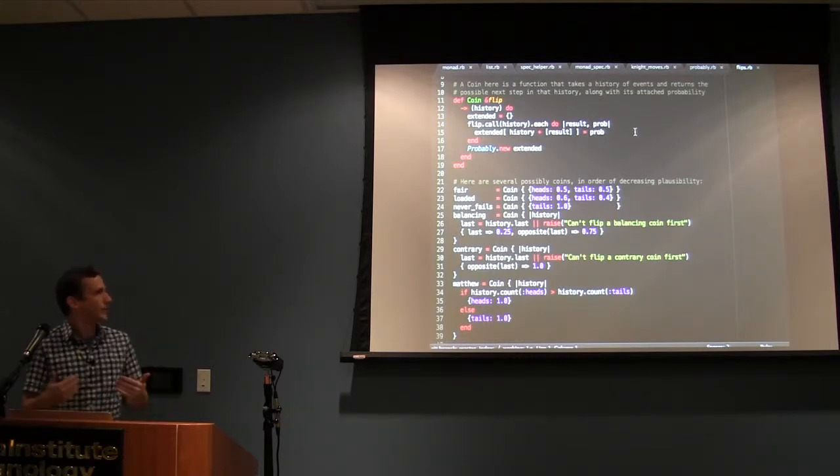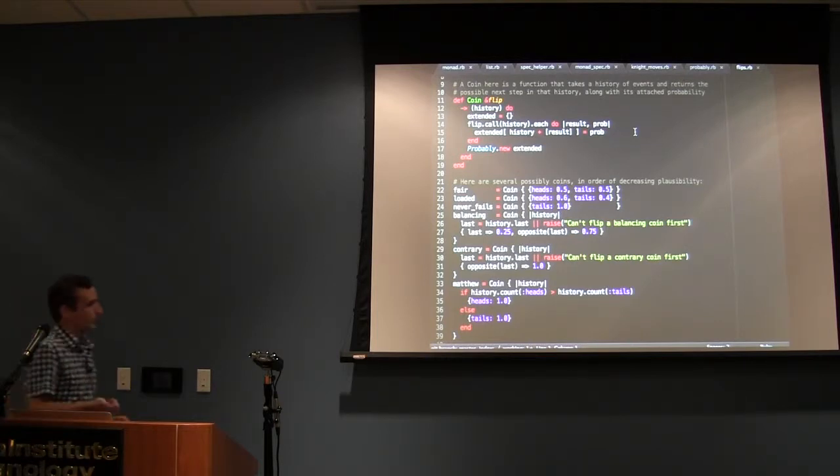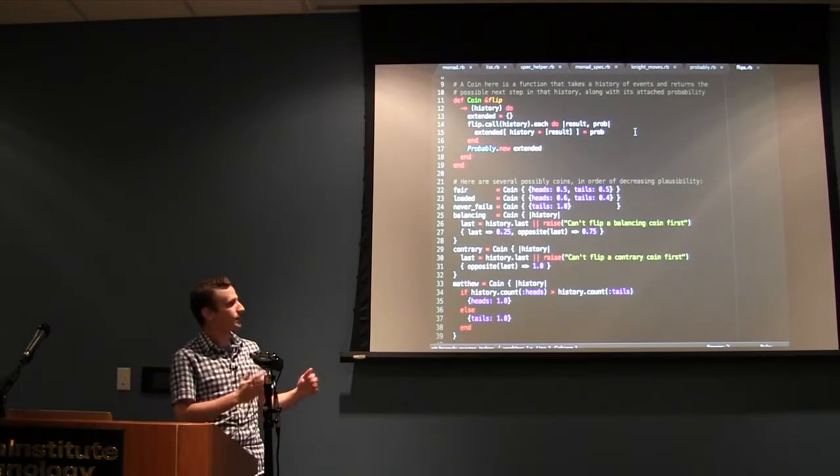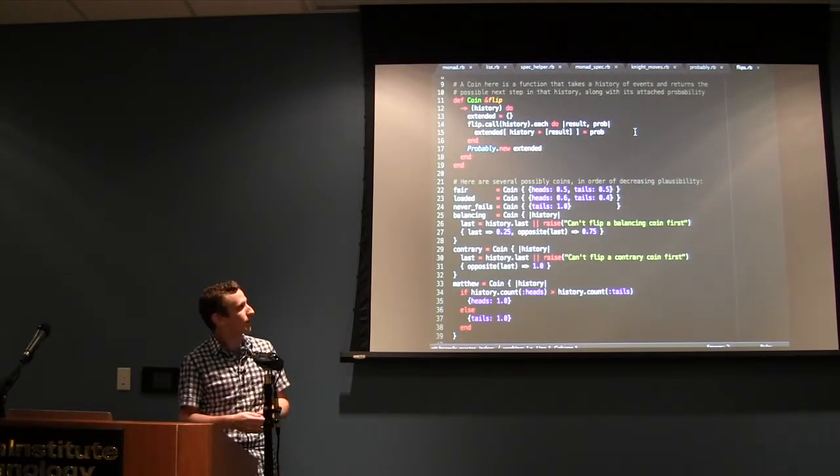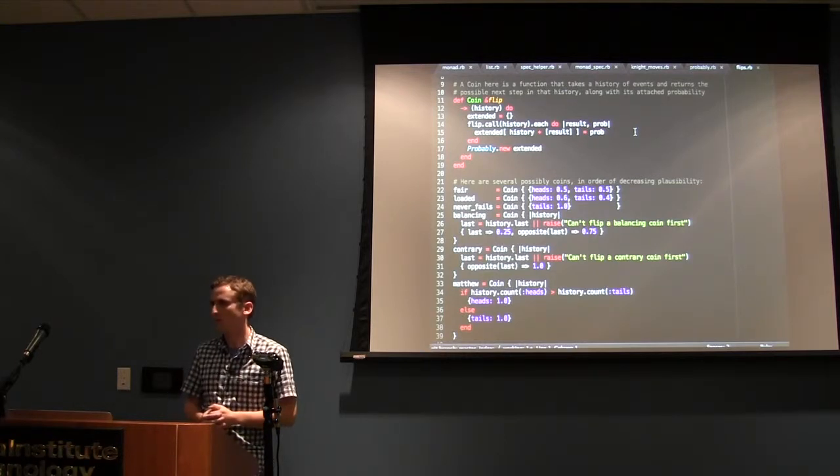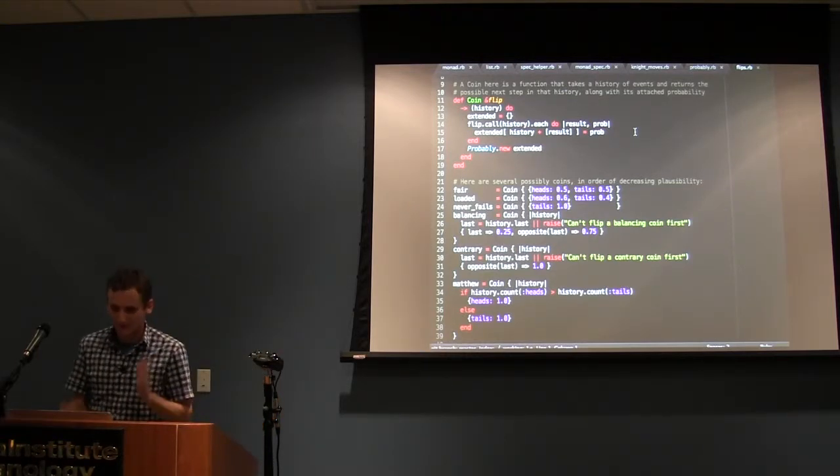So, for instance, if you were to flip a fair coin when your history was heads, comma, tails, then you should have a 50% chance of getting heads, tails, heads, and 50% of getting heads, tails, tails. That much makes sense? Yeah, no problem. Cool. All right, well, that's it.